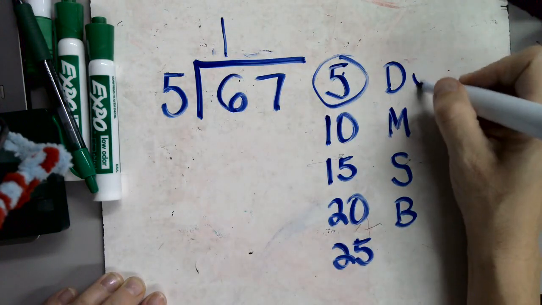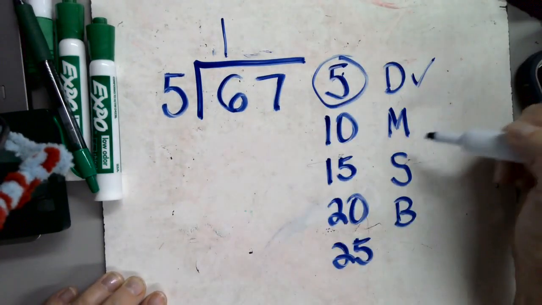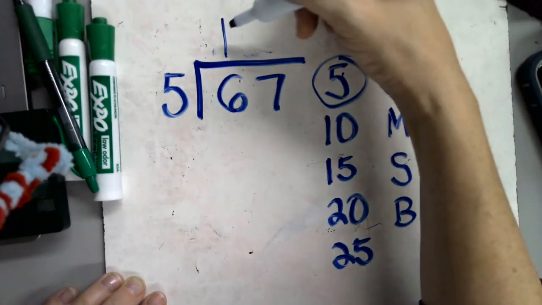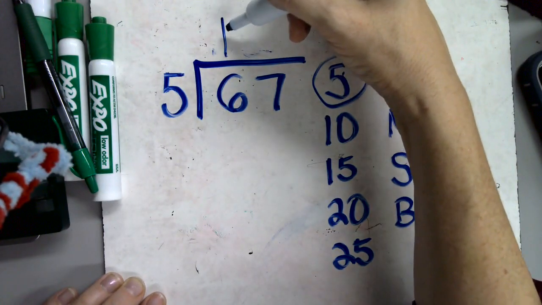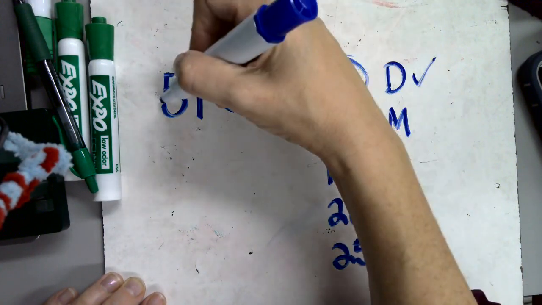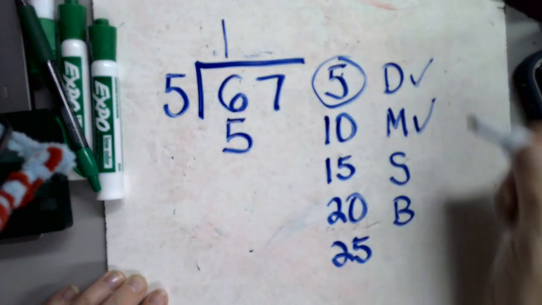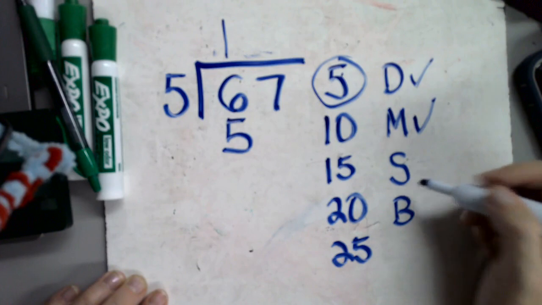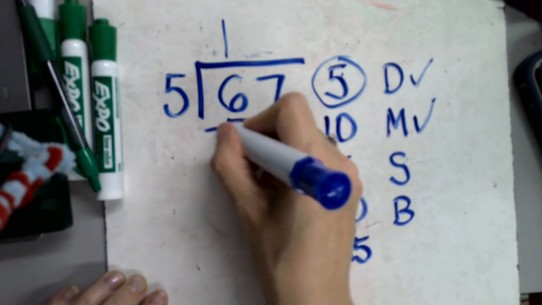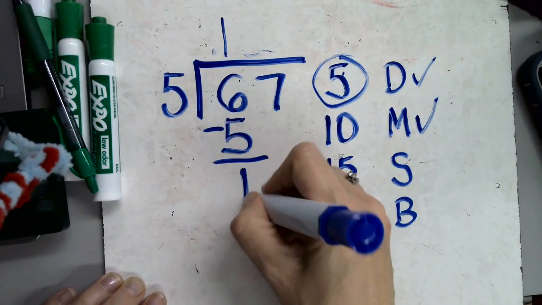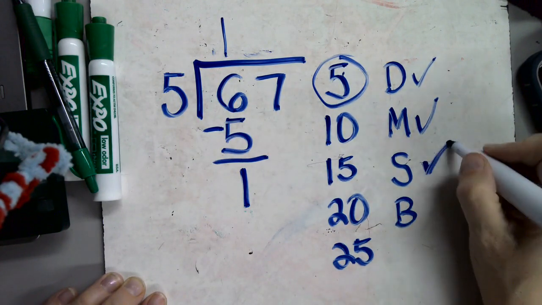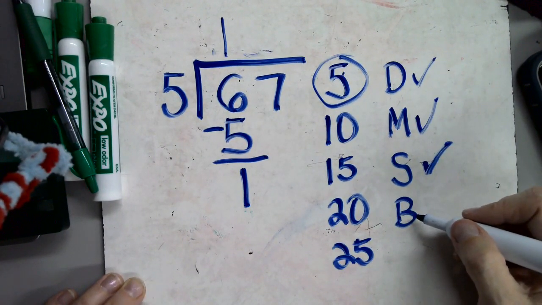So we've done divide. Now we go down a step to multiply. We just put our 1 here, so we start here in multiplying. 1 times 5 is 5. Then we go to subtract. 6 minus 5 is 1. Now, bring it on down, bring it on back.